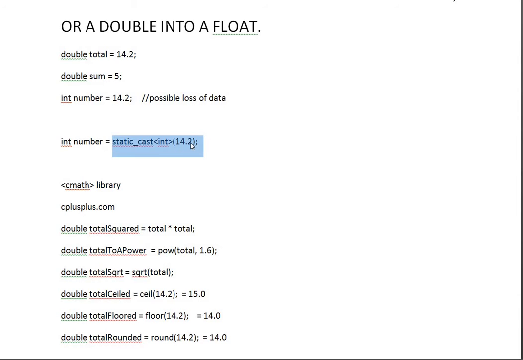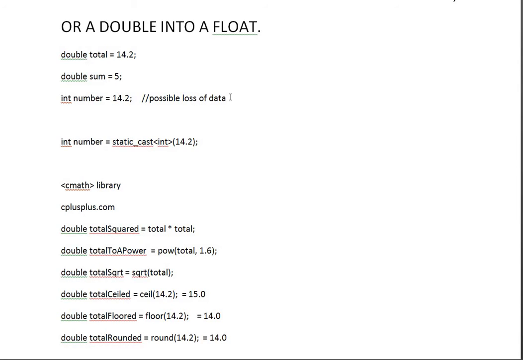In parentheses is what we're casting, and in this case it's 14.2, or we could have put number in here. We could have put a variable in here. At any rate, the answer will be the same. Number will be 14, and it'll be an integer, but you won't get a nasty note from the compiler. This is what we call compiling clean.